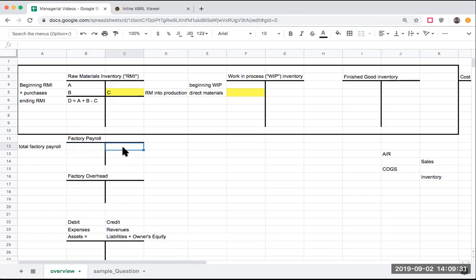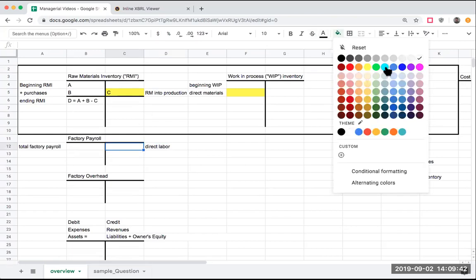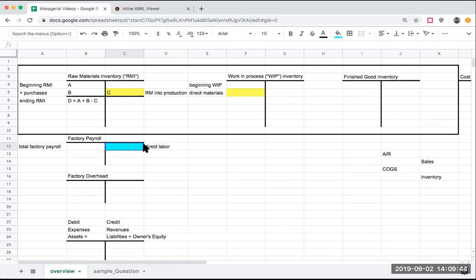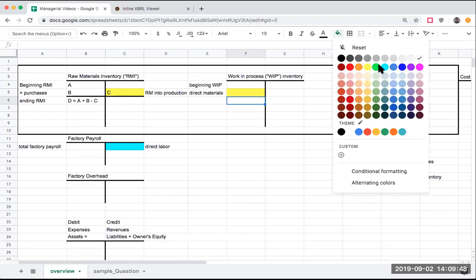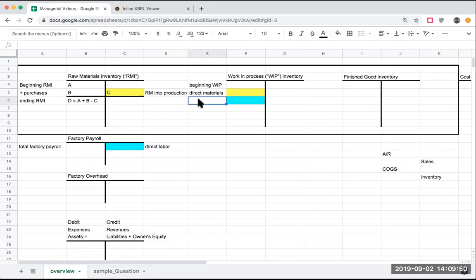And out of factory payroll are going to be coming two items. Over here, direct labor. So this is going to be my direct labor, and direct labor is labor that's directly going towards the production process. I can trace it directly to that manufacturer, somebody who's doing assembly on a particular type of product.